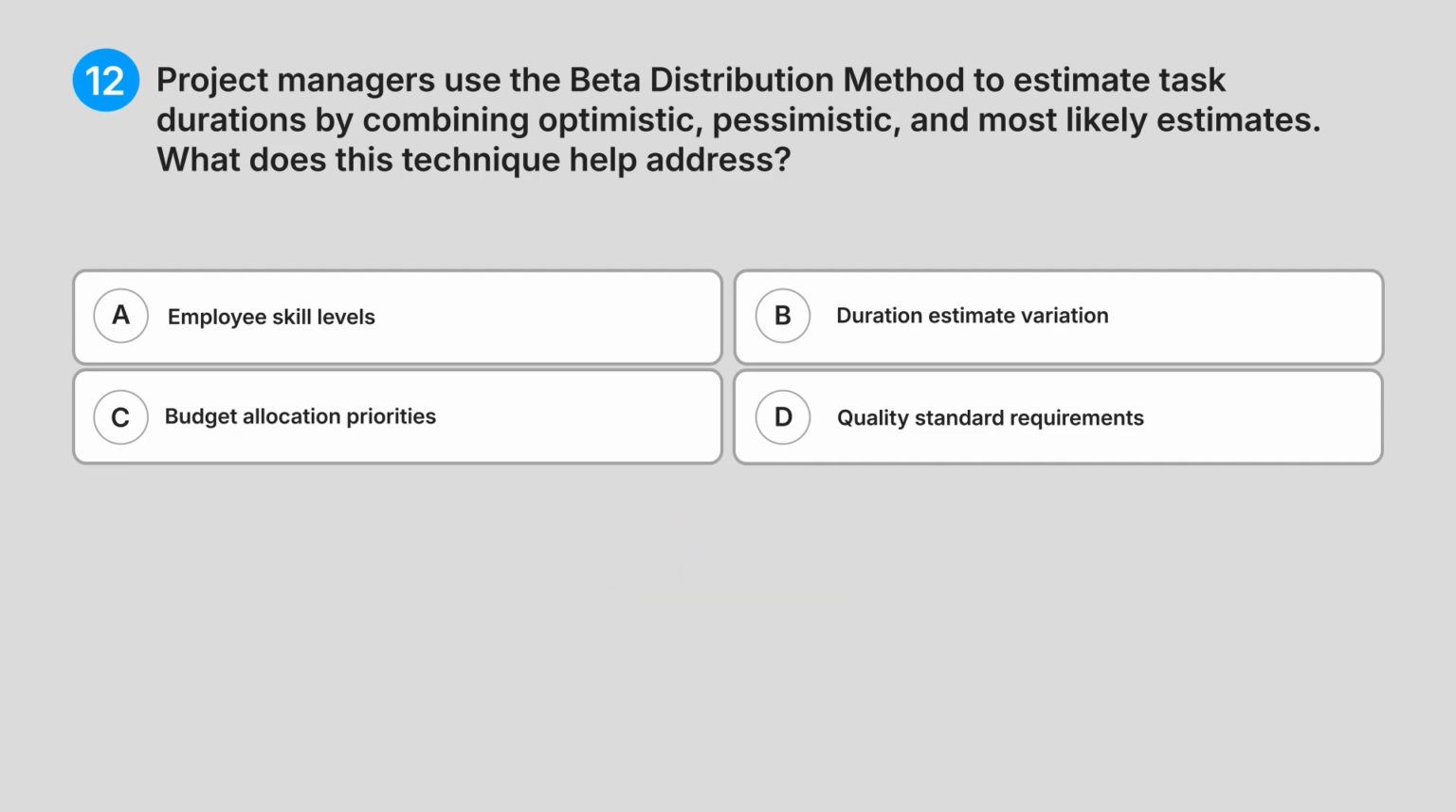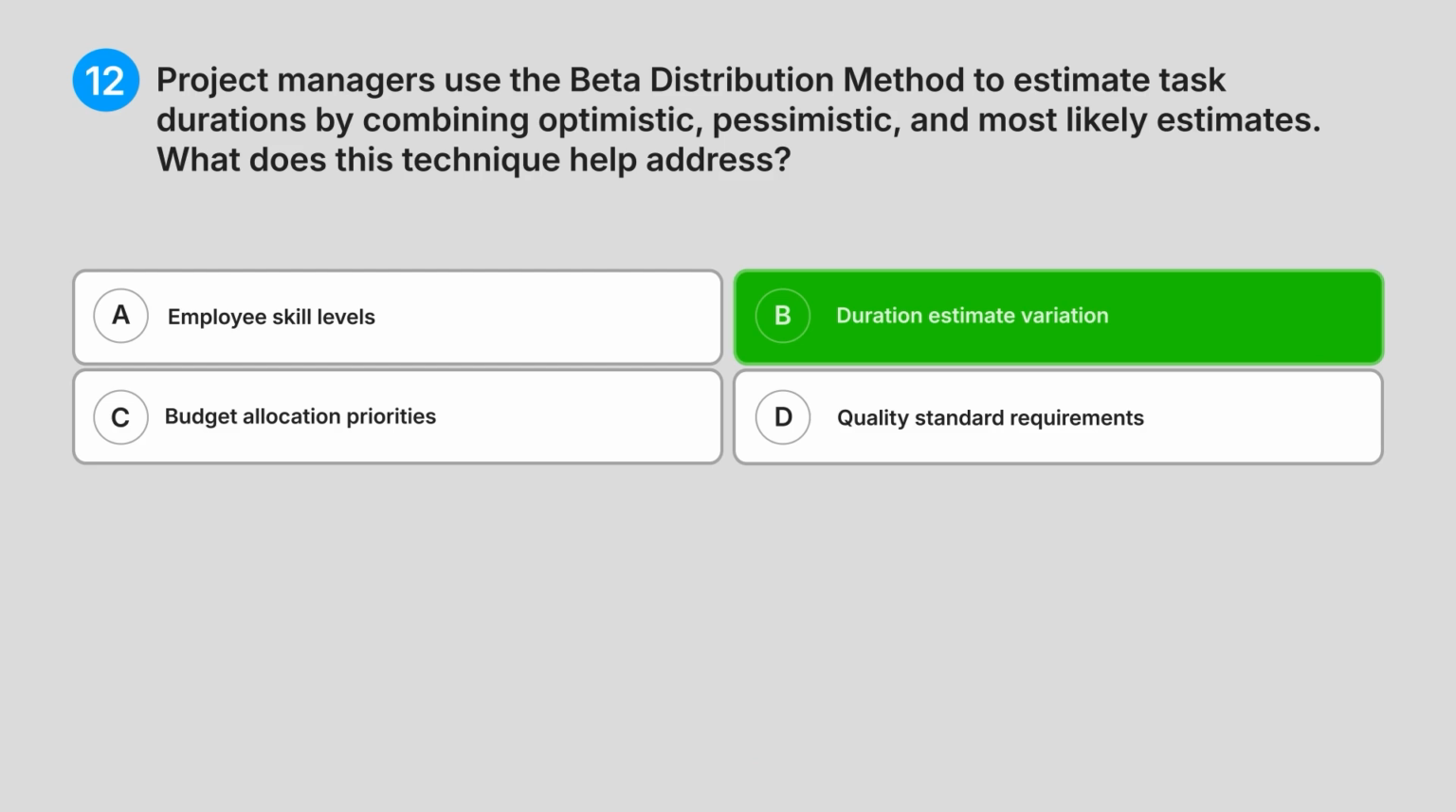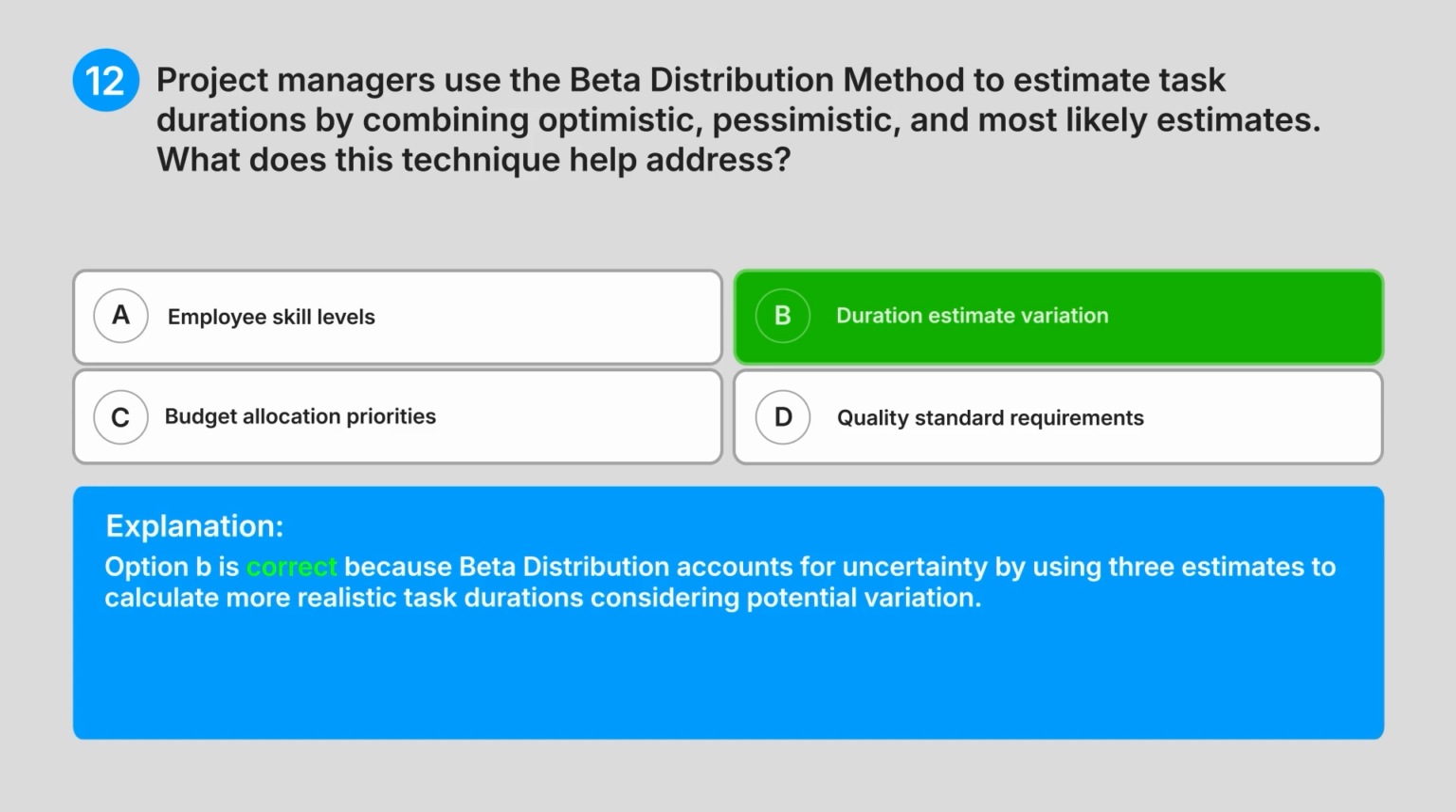Correct answer. B. Duration estimate variation. Explanation. Option B is correct because beta distribution accounts for uncertainty by using 3 estimates to calculate more realistic task durations, considering potential variation.